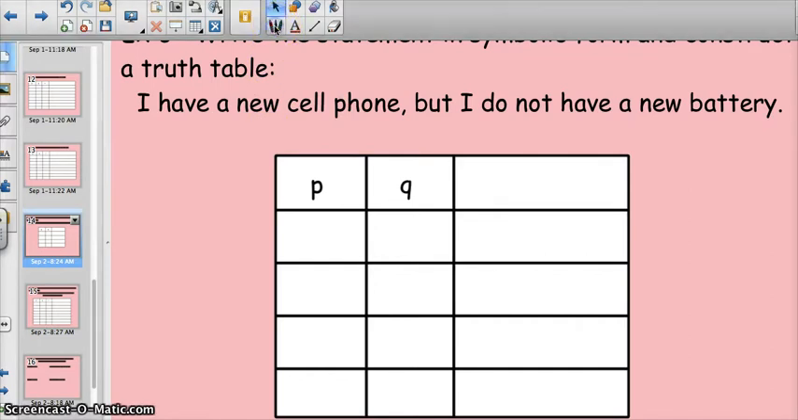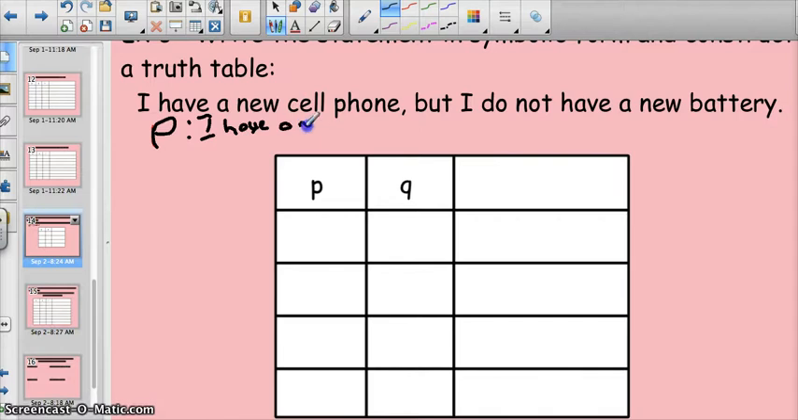So here we go. We're going to take something that is in words and write it out symbolically and then use a truth table to determine its truth value. I am going to make the P, I have a new cell phone. And I'm going to make Q, I have a new battery.